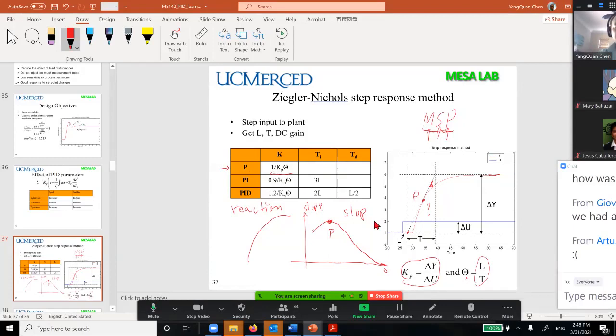Also, you need to check the format. When I use TI, TD, and K, the PID format is K times the bracket of 1 plus 1 over TI times 1 over S, plus TD times S. So it's something like this. Remember that format, it's like this.